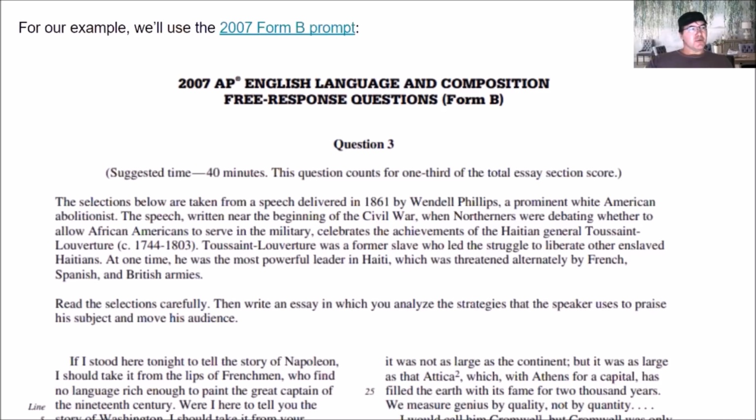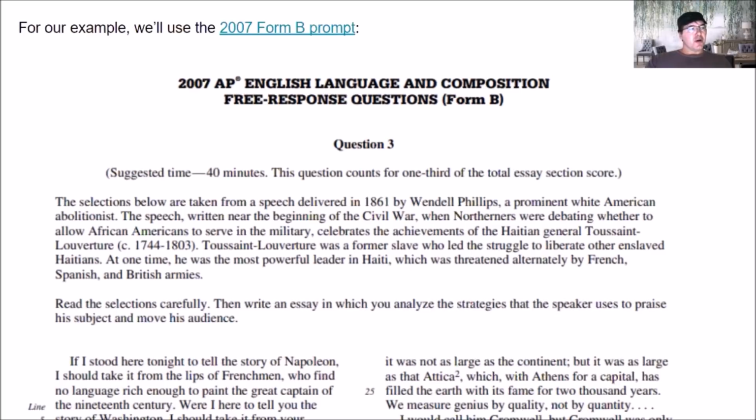Toussaint Louverture was a former slave who led the struggle to liberate other enslaved Haitians. At one time, he was the most powerful leader in Haiti, which was threatened alternately by French, Spanish, and British armies. So that's important information that you can bring in that is going to give you the perspective of the writer. Very important to note who is speaking, what is their slant, what is their position, what are they trying to do. Don't blow off the background information that is given to you.